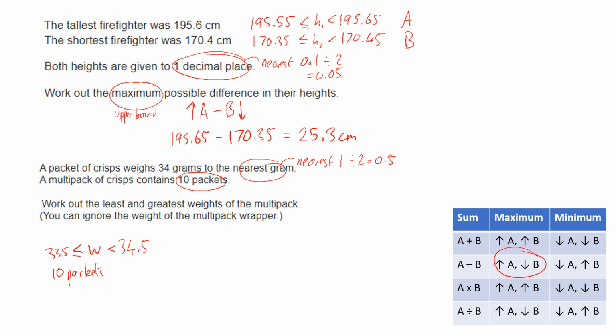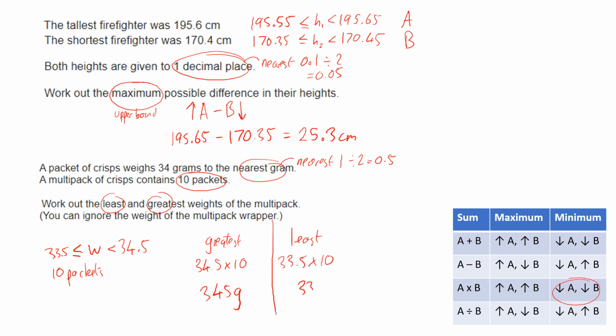So that is a multiplication because we're multiplying the weight by the amount. We're going to get the least and the greatest this time, so let's do the greatest first. For the greatest one, we want to do upper bounds times upper bounds, so we're going to do 34.5 times 10. That's 345 grams. And for the least, we want to do the lower bounds multiplied by each other. So that's 33.5 times 10. That's 335 grams. Fair enough.